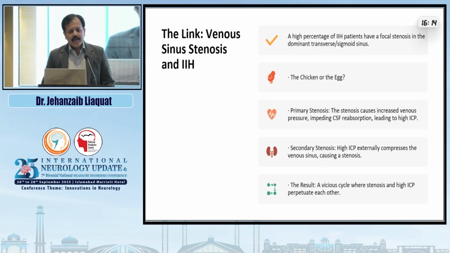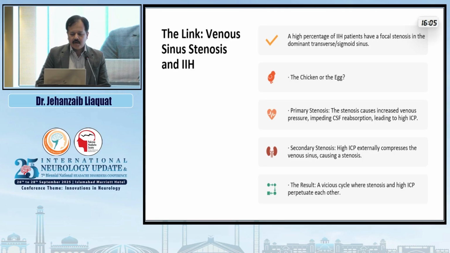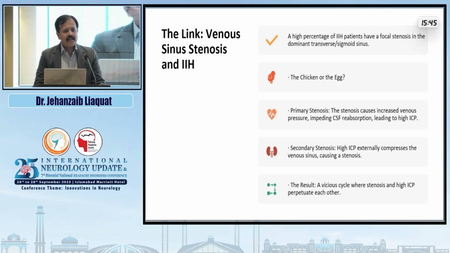So what's the link between venous sinus stenosis and idiopathic intracranial hypertension? It's the same as the chicken and egg phenomenon. Is it the primary stenosis which is causing intracranial hypertension, or is it the intracranial hypertension which is causing compression of the venous sinuses, leading to a false impression of stenosis, where actually it's not a stenosis, it is the compressible part of the venous sinus, which becomes stenosed because of external pressure?